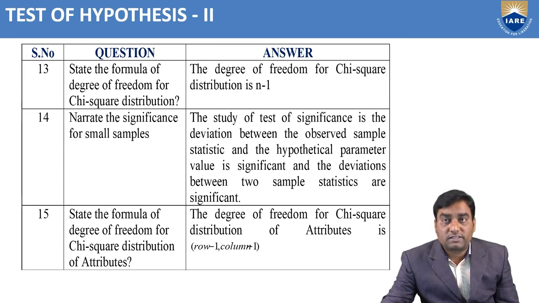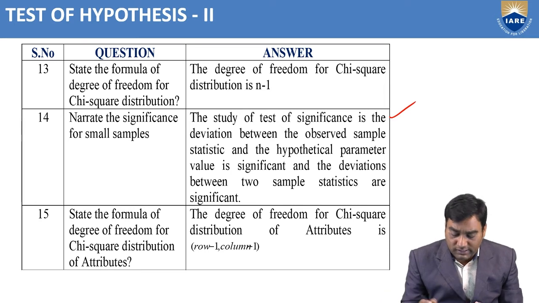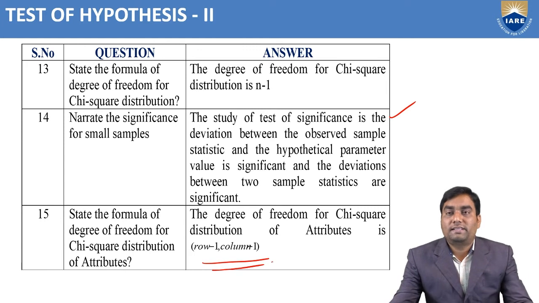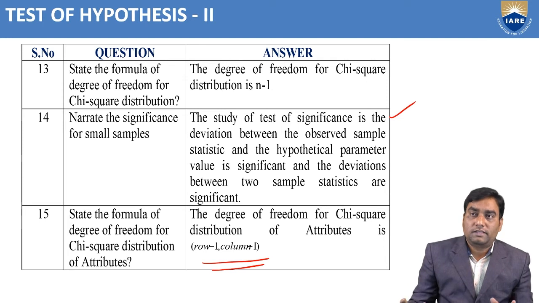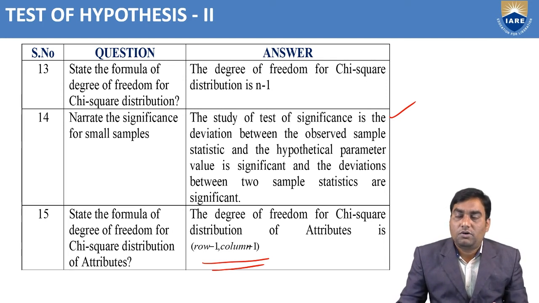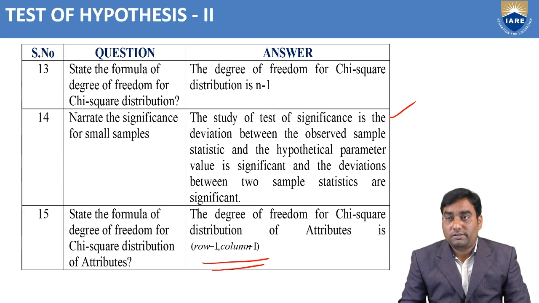Narrate the significance for small samples. The study of test of significance is whether the deviation between the observed sample statistic and the hypothetical parameter value is significant, and whether the deviations between two sample statistics are significant. And what is the formula of degrees of freedom for chi-square distribution of attributes? Rows minus 1 into columns minus 1. Okay, so these are some basic important definitions of test of hypothesis for small samples.